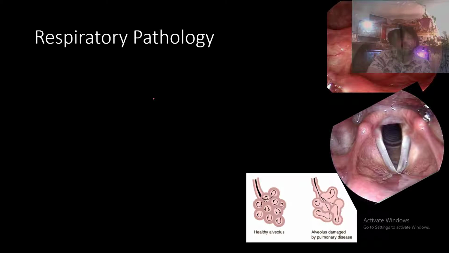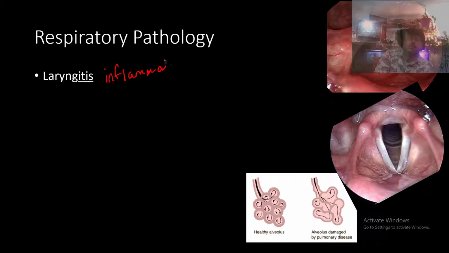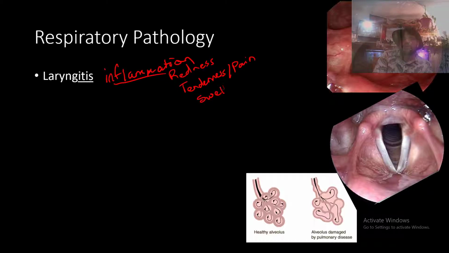Continuing forward with our pathologies: laryngitis. Itis is inflammation. The hallmark of inflammation is redness, tenderness and pain, and of course, swelling.